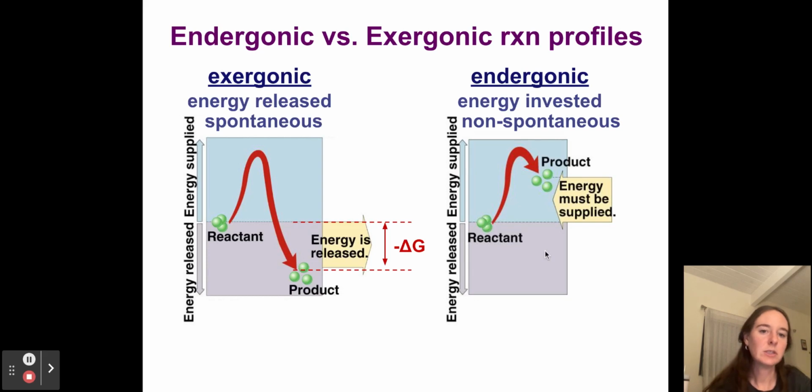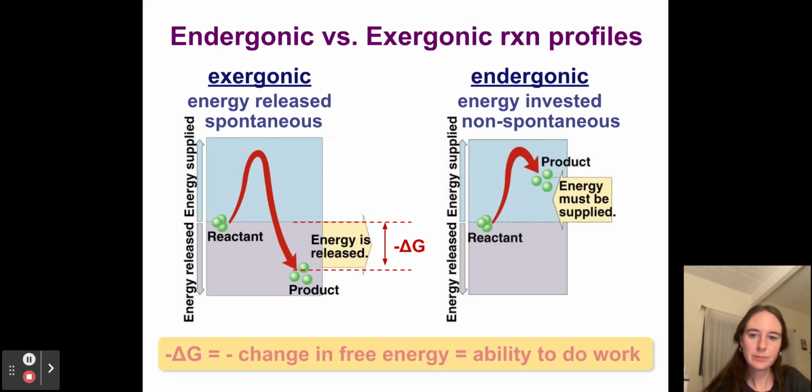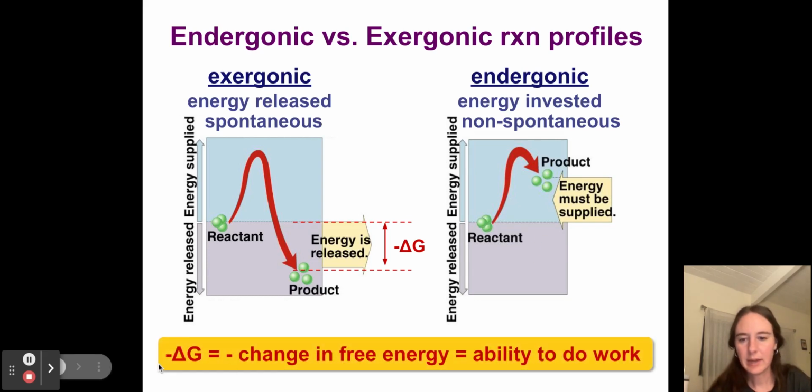Non-spontaneous means energy needs to be put in. Okay, so negative delta G, this negative Gibbs free energy, means a change in free energy. There's been some change. And because we've had a release of energy, that energy that's released now can go on and do some sort of work.